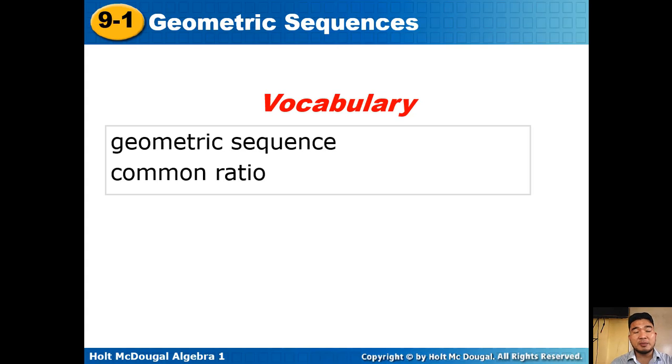When we say geometric sequence, ito yung sequence na tinitingnan natin. Katulad dun sa arithmetic sequence, hinahati siya ng comma, kaya siya tinawag na sequence. But the difference in geometric sequence is that mayroon siyang common ratio. Hindi katulad sa arithmetic sequence na ang mayroon siya ay common difference. So that's the difference between geometric sequence and arithmetic sequence.